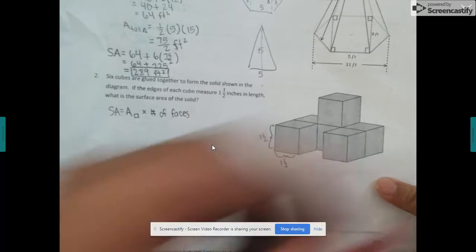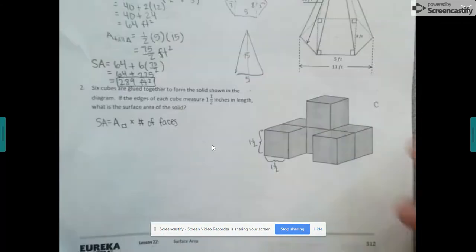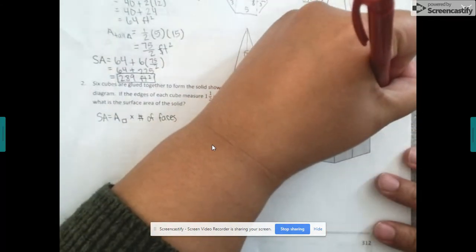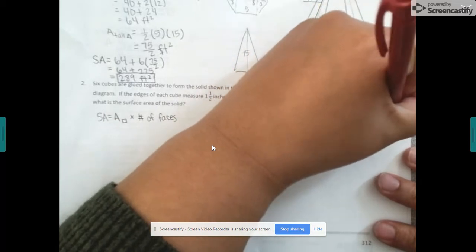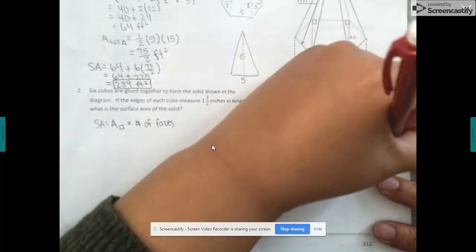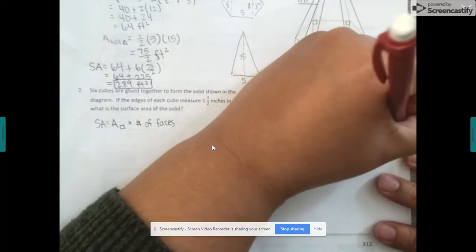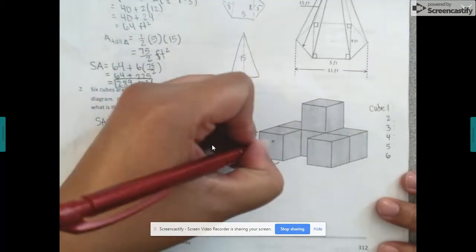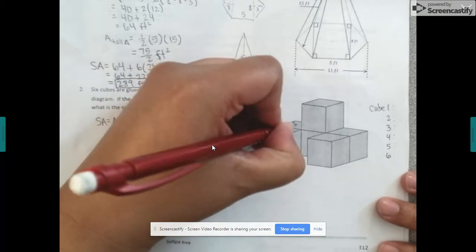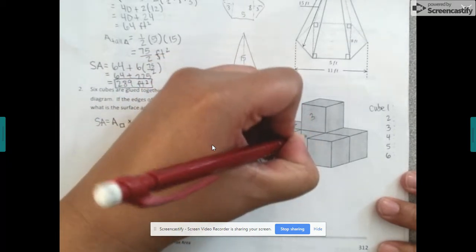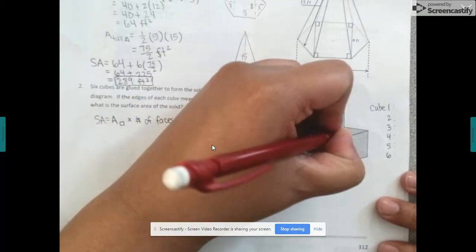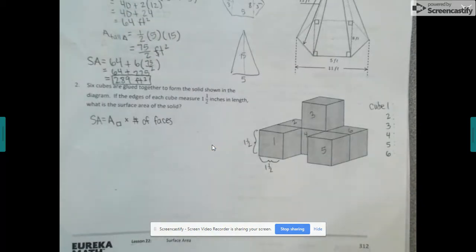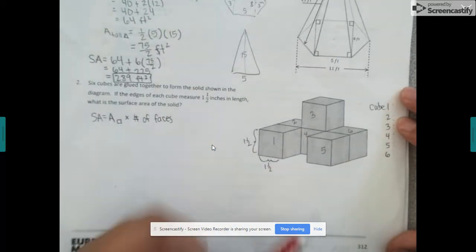So what I would do is write down cube 1, cube 2, 3, 4, 5, 6. Then I would label, this would be cube 1, cube 2, cube 3, cube 4, cube 5, cube 6, or however you want to do it. Then count the number of faces.